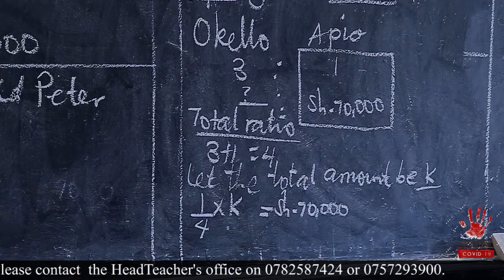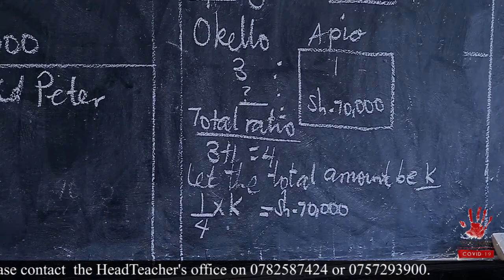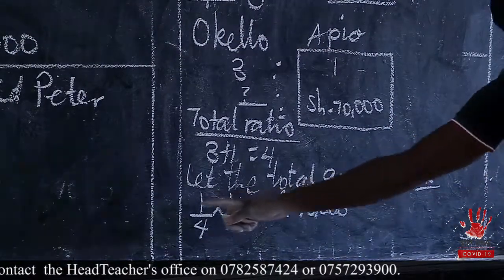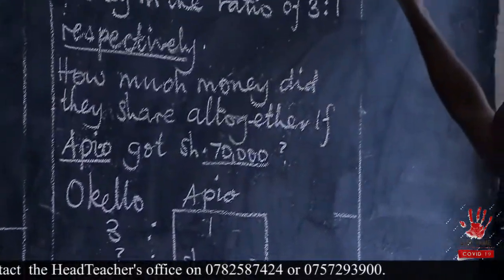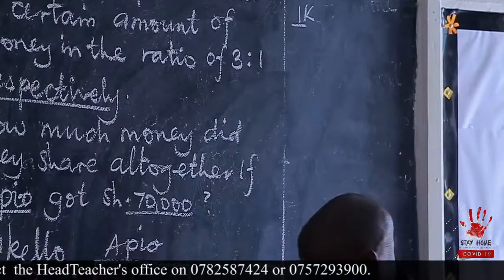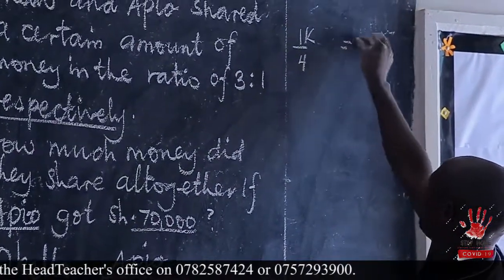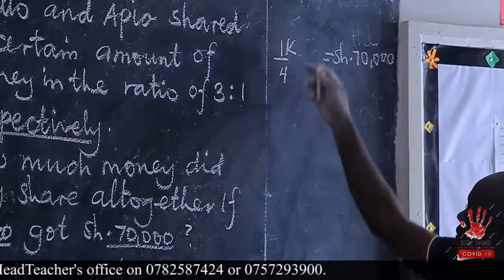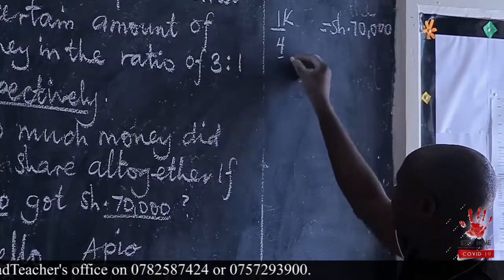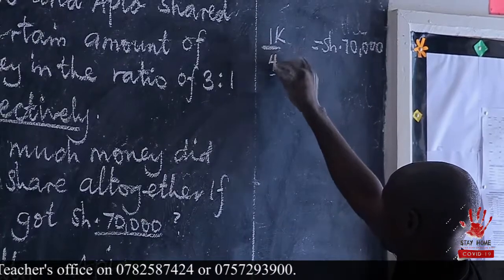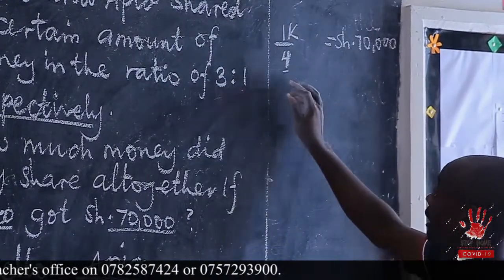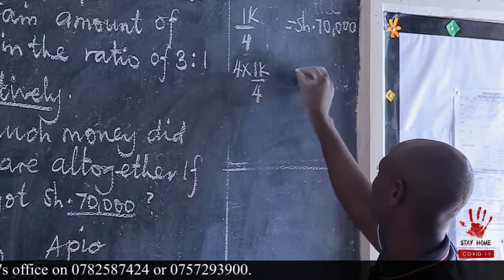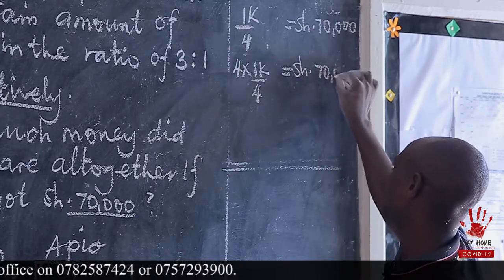Therefore, what is that one going to give me? Go ahead and simplify. 1 times K, what do we get? We shall get 1K, but out of 4. And this one is going to give you 70,000 shillings. So I have told you, after forming this equation, eliminate this 4. We have been dividing here by 4. So to eliminate this 4, you multiply each side by 4. So we have 4 times 1K out of 4, which is equal to 70,000.